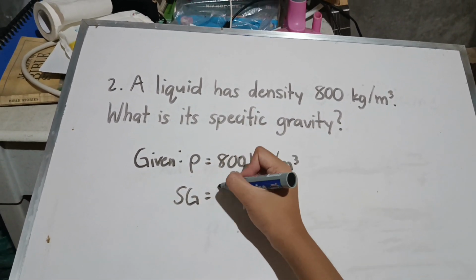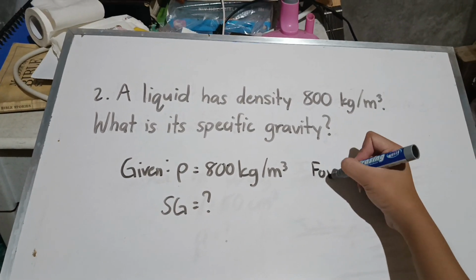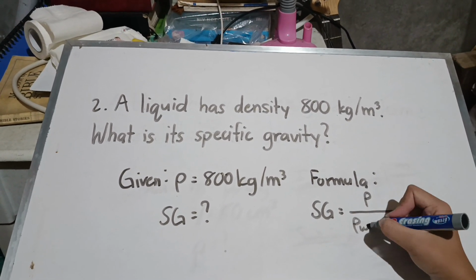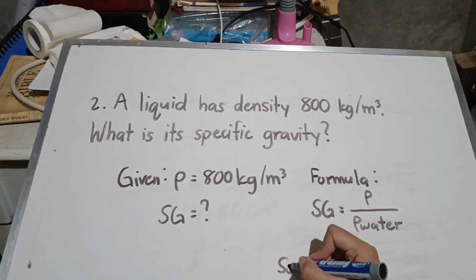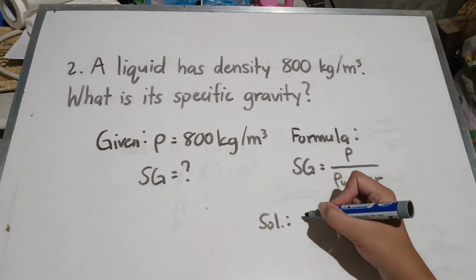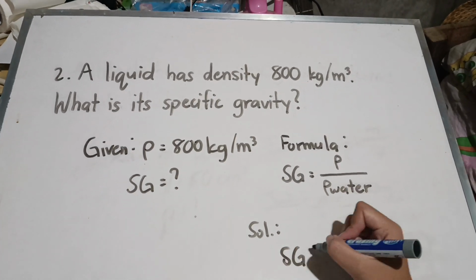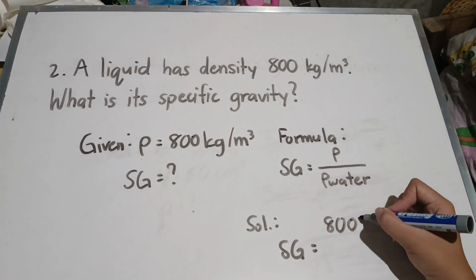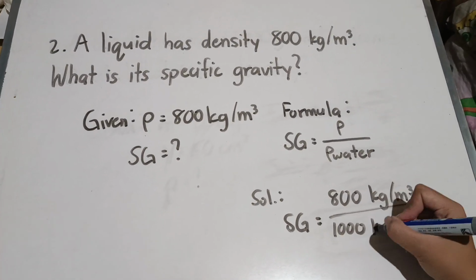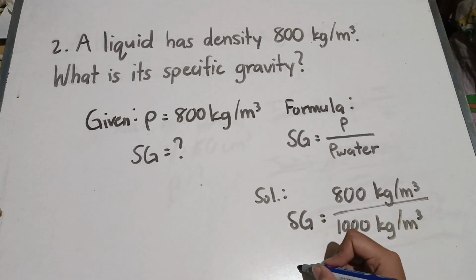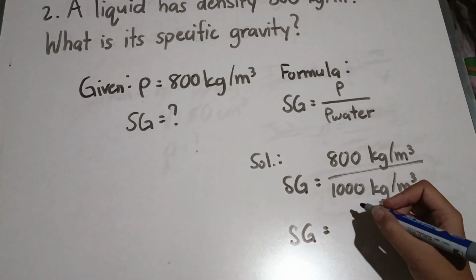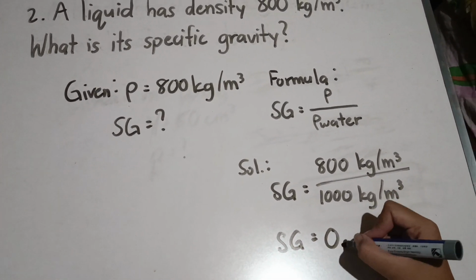So we'll be using the formula SG is equal to density over the density of water. Now, let's substitute. Specific gravity equals to our given density, which is 800 kilogram per cubic meter divided by the density of water, which is 1000 kilogram per cubic meter. 800 divided by 1000 equals to 0.8.